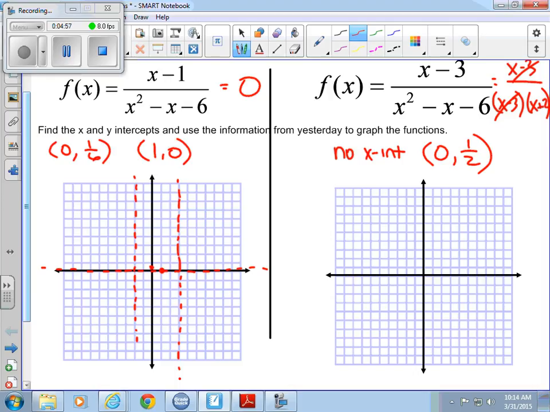Remember yesterday. Now, I am using yesterday's notes. If you didn't take notes yesterday, you probably feel a little bit lost. You need to take notes. Yesterday, we identified the vertical asymptotes as x equals -2 and x equals 3. You remember that from yesterday? And so, I put those in there. Do you know x equals 3 is a hole of it? It's not on the left one, on the right one it is. Oh, yeah. We'll talk about that in just a second.